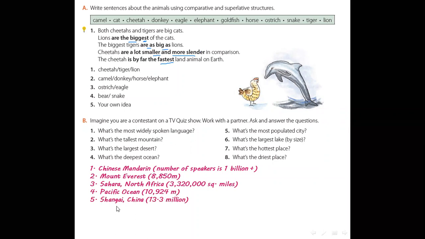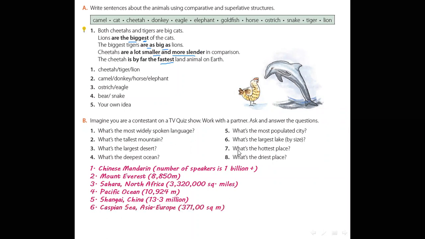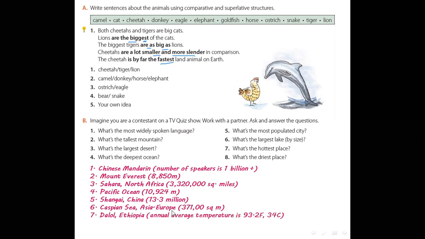Excellent, it's Shanghai in China. About 13.3 million people live there. Number 6, what is the largest lake by size? It's the Caspian Sea, Asia, Europe. What is the hottest place? It's Dallol, Ethiopia. What is the driest place? It's Aswan in Egypt. It has 0.02 inches of rainfall a year.